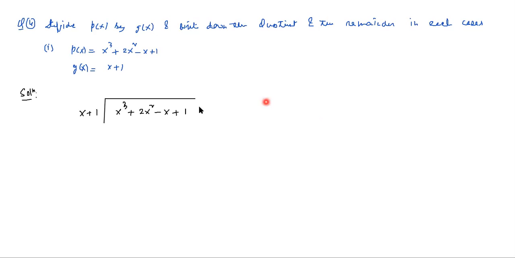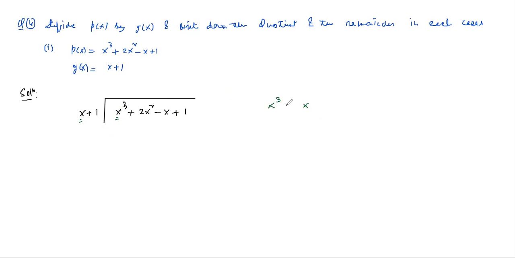Whenever you start the division, look only at this term and this term. That means the first term of both the dividend and the divisor. Only the first term to start with. I'm doing some side work also, which is actually not to be done orally. What is the first term of the dividend? x cube.